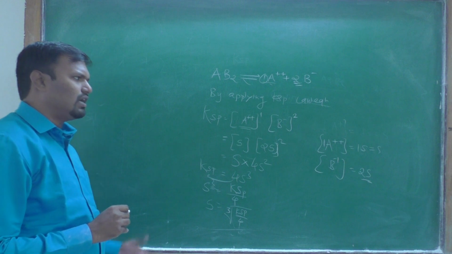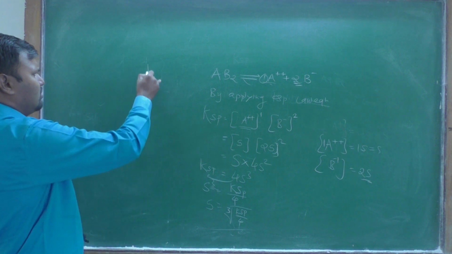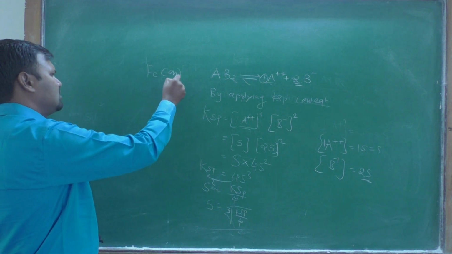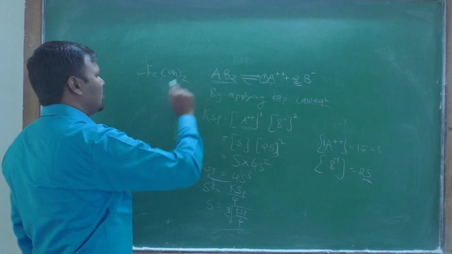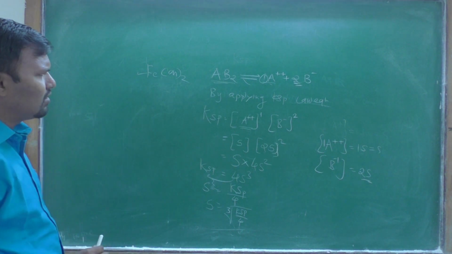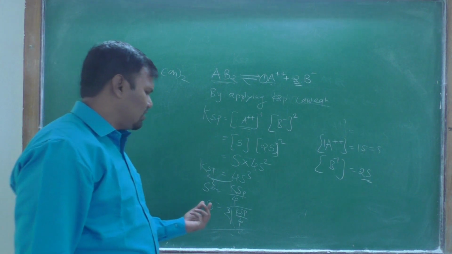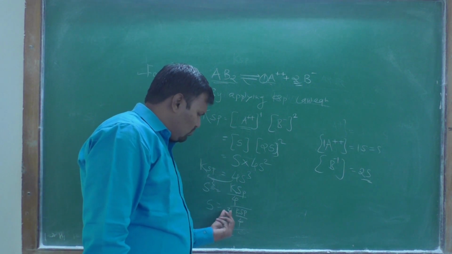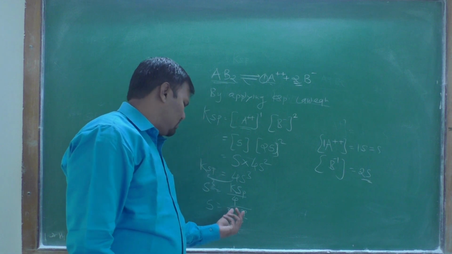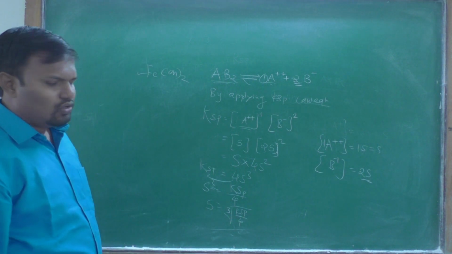This is the second type of salt, like Fe(OH)2; we can use AB2 type. Like that salt, its solubility can be given as the cube root of Ksp upon 4, that is equal to the solubility.